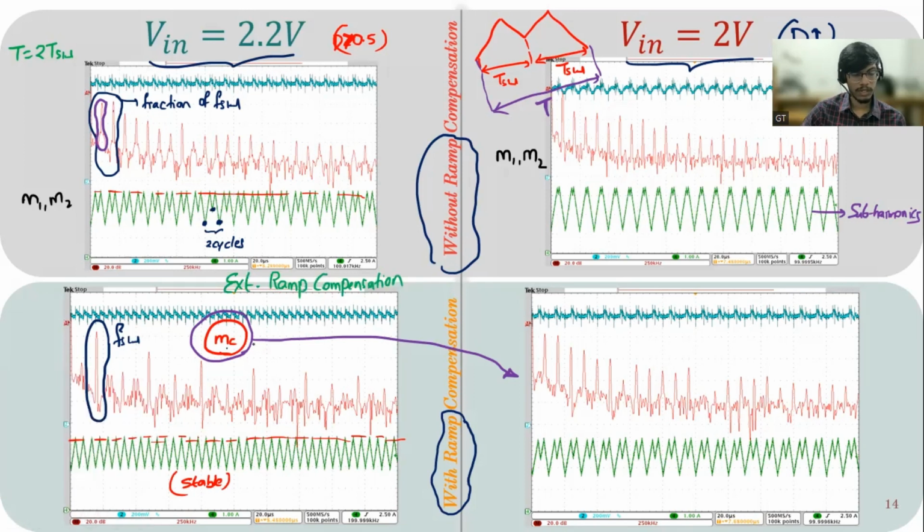Sir, without ramp compensation, is this also called limit cycle oscillation? No, that is different. Limit cycle oscillation means it will keep on oscillating, but here there is no such oscillation. It is at a steady state, a fixed value, but it has harmonics: switching frequency harmonics as well as harmonics lesser than the switching frequency.